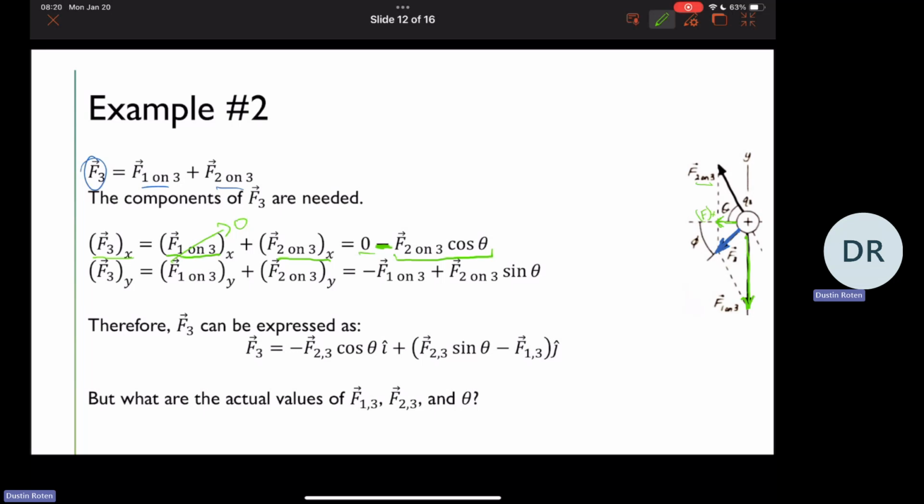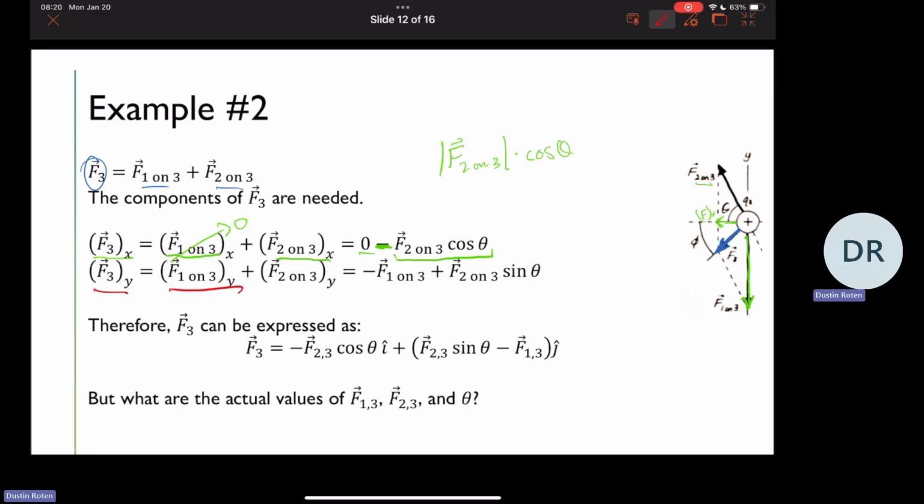So the magnitude of f2 on 3 times, so the full length, the hypotenuse essentially, times cosine will give us the x component. Now we can do the same thing in the y direction. So I'll change this to red. So now we want the y direction.